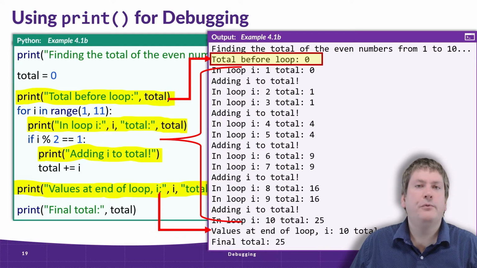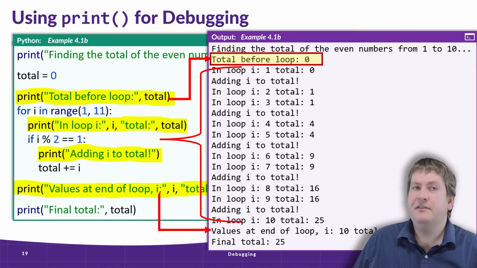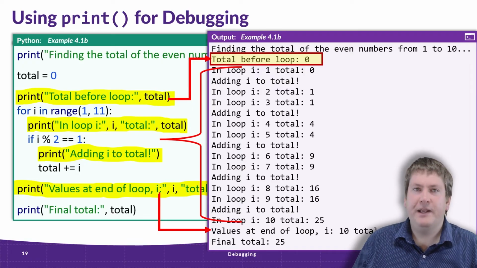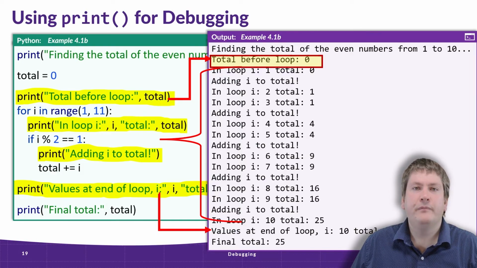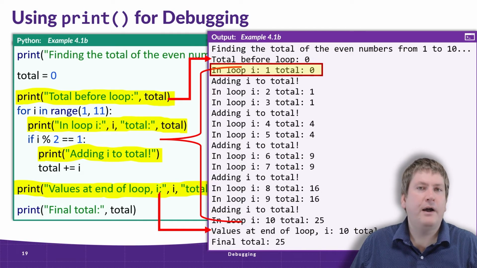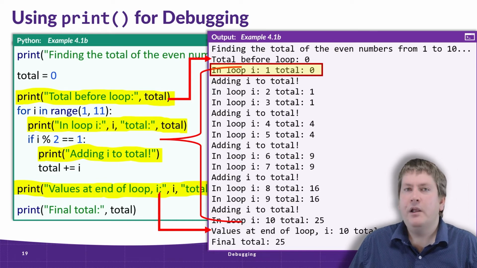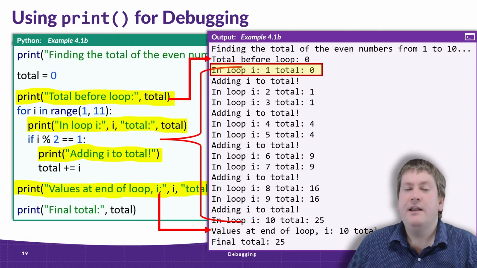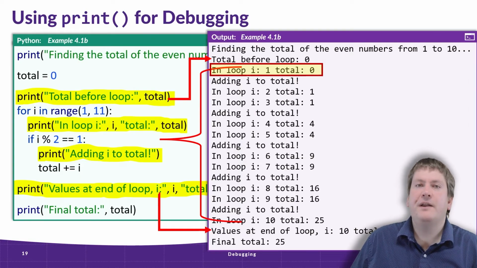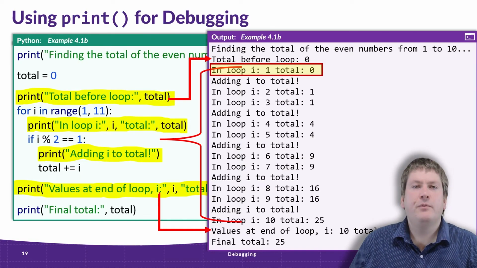So we get total before loop is 0. Makes sense. We've just set the total to 0. Shouldn't be anything surprising. Then we enter the loop and we start printing out these commands inside the loop. The first one is in loop I, it says I is equal to 1 and total equals 0. So it's starting with I equals 1, makes sense. We're starting the range at 1, and that range function is inclusive for the start. And total still equals 0, which makes sense. We haven't done anything yet. So what happens next?